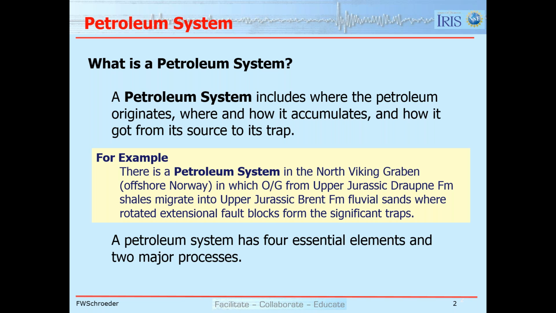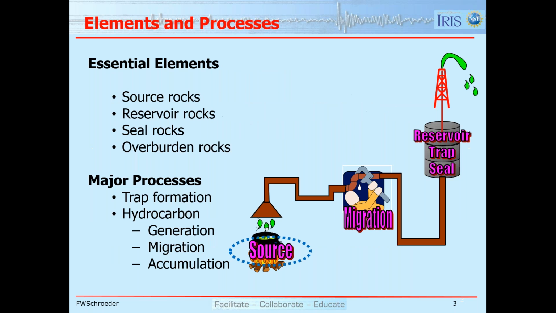A petroleum system has 4 essential elements and 2 main processes that I'll show on the next slide. So the essential elements, we need to have a source rock, we need to have a reservoir rock, we need to have sealing rocks, and we need to have overburden or burial so that the source can start to generate hydrocarbon and those molecules of oil and gas can migrate into the trap. The processes, we need trap formation, and then in terms of the hydrocarbon itself, the hydrocarbons have to be generated, then they have to migrate, and then they have to accumulate within the reservoir rock.